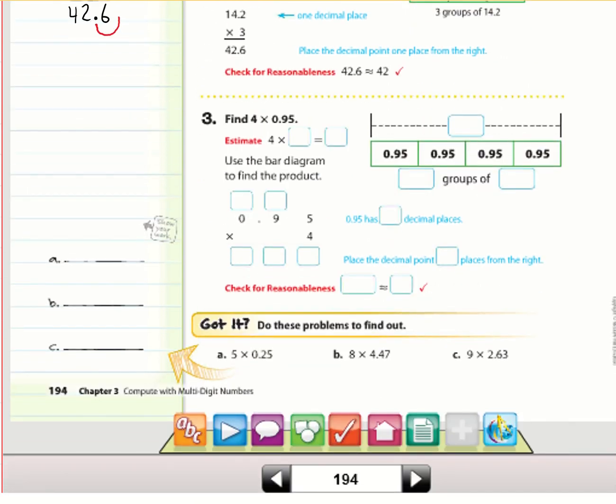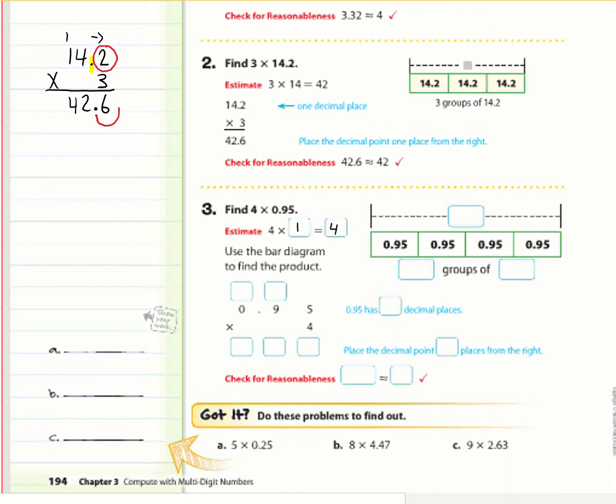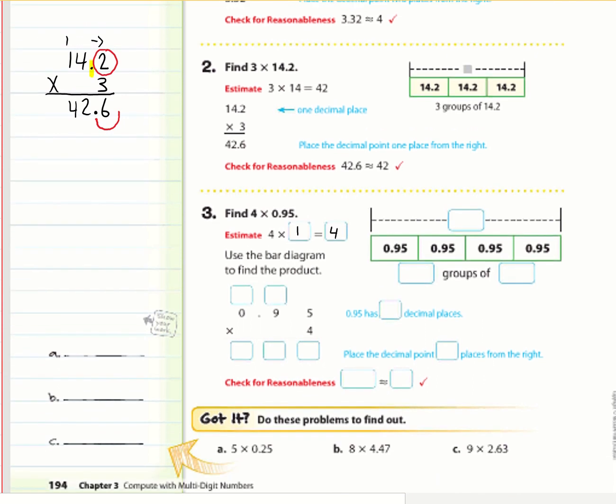So we're going to move on to example 3. This is 4 times 95 hundredths. So it says estimate. So we have 4. It's going to multiply by 1. So we're estimating this is going to be 4. And if we go to the right of the diagram, we have 4 groups of 95 hundredths. And then on the top, we'll fill out our answer once we get there.